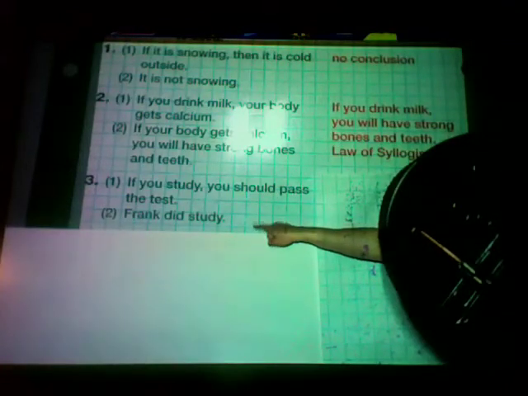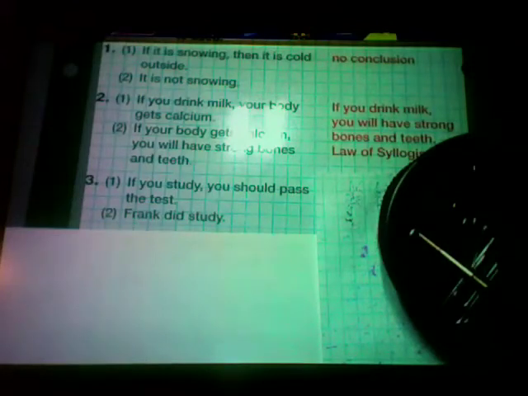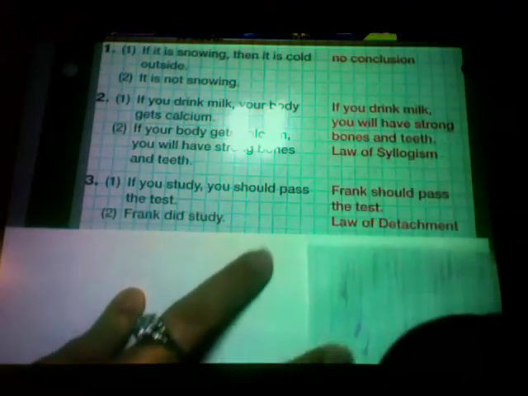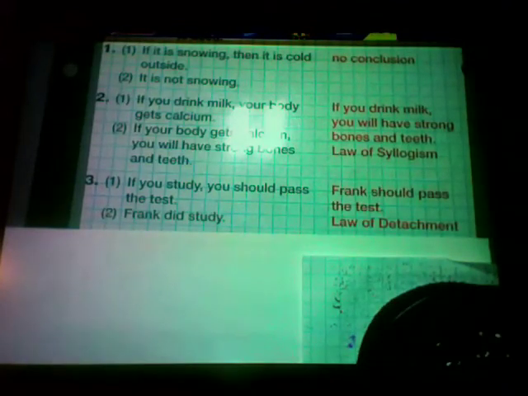So this is a partial. What can you conclude about Frank studying? Frank should pass the test. That is the law of detachment. Frank should pass the test is what you concluded.